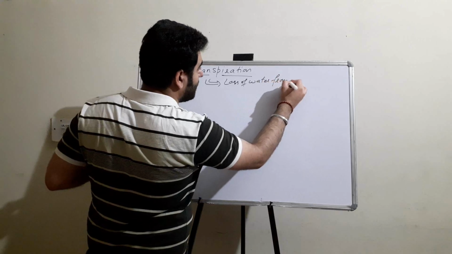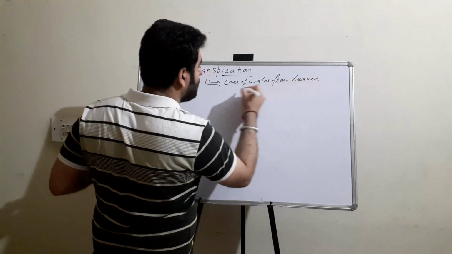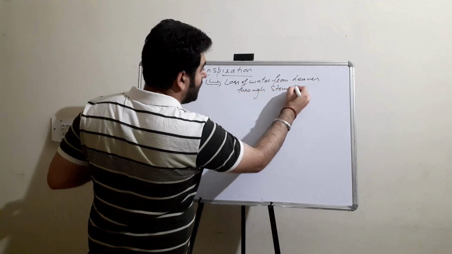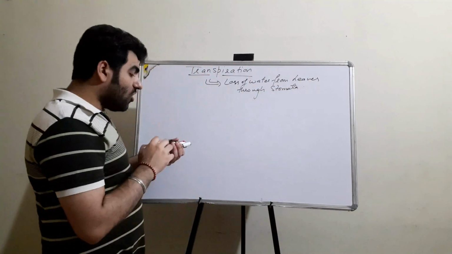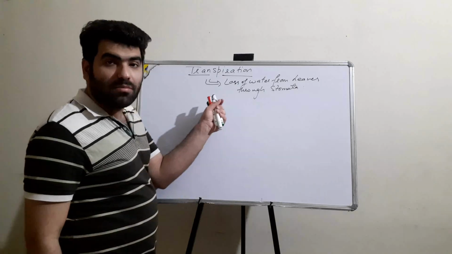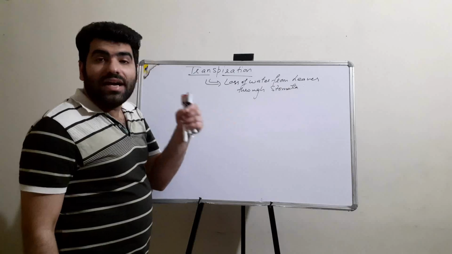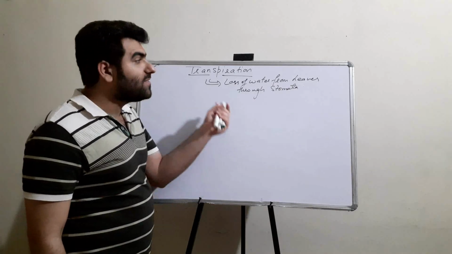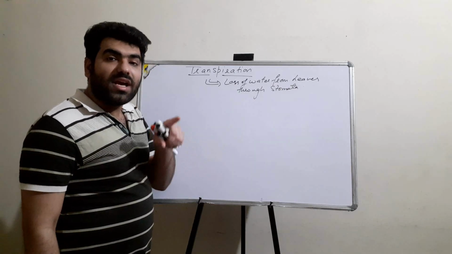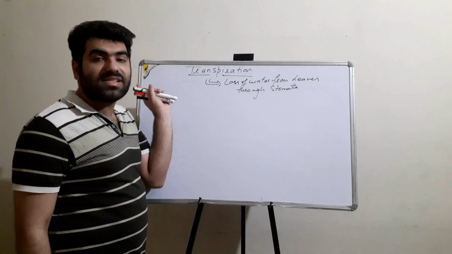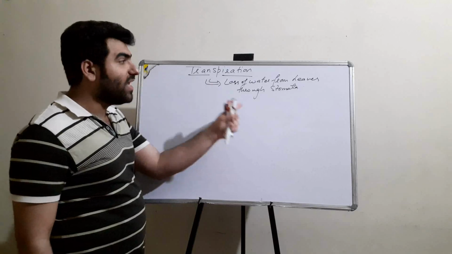from leaves through stomatas. Now, the leaves are also of two types, whether it is a leaf of a monocot plant or a dicot plant. For monocot plants, it is the isobilateral leaves, and for dicots, it is the dorsiventral leaves. That thing we'll discuss when we start with the actual chapter of transpiration.